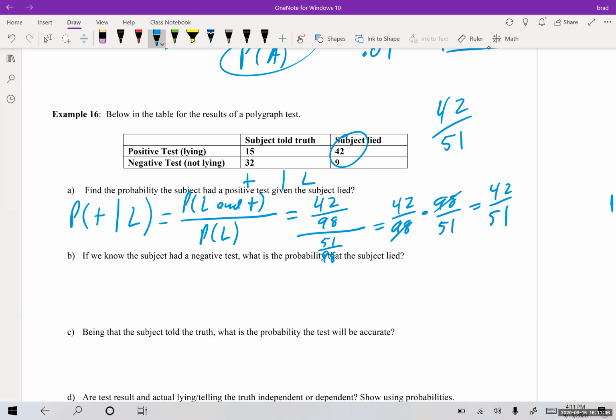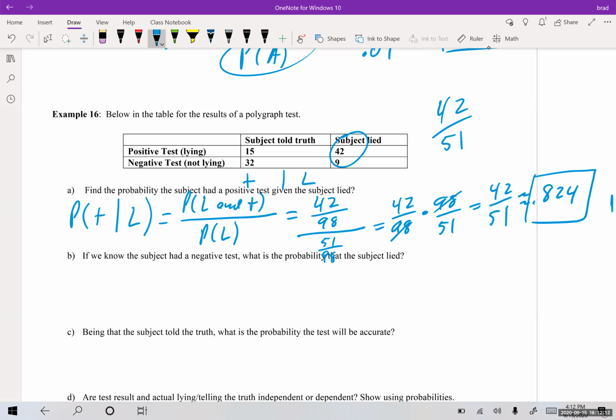And then what's that as a decimal? That's 0.8235. So I'm going to say approximately 0.824. That's my probability, okay, about 0.824. All right, so that's the probability that they had a positive test result given that they lied. Well, a positive test result is saying that they lied, and we already know this person lied. So that means a lie detector test caught them, basically, right? That it said correctly that they were lying when they were in fact lying. That's what it's supposed to do.